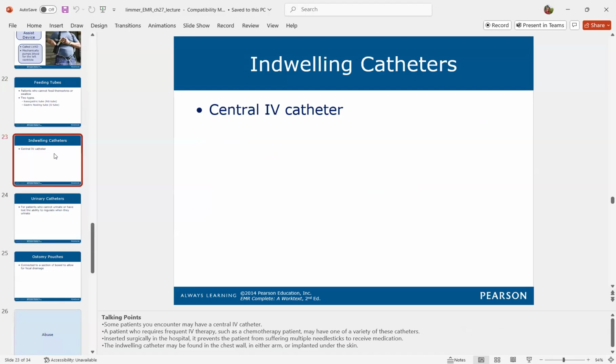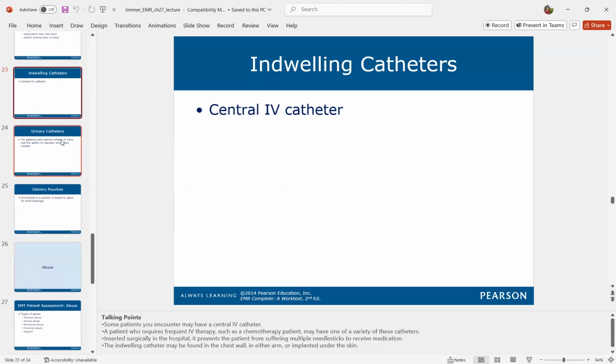Indwelling catheters. Some patients you encounter may have a central IV catheter. A patient who requires frequent IV therapy like chemo might have one of these catheters inside them. It's inserted surgically in the hospital, and prevents the patient from suffering multiple needle sticks to receive medications for those long-term kinds of illnesses. The indwelling catheter may be found usually in the chest wall because it's going directly into their heart, in either arm or implanted under the skin. It depends on what they're using them for typically.